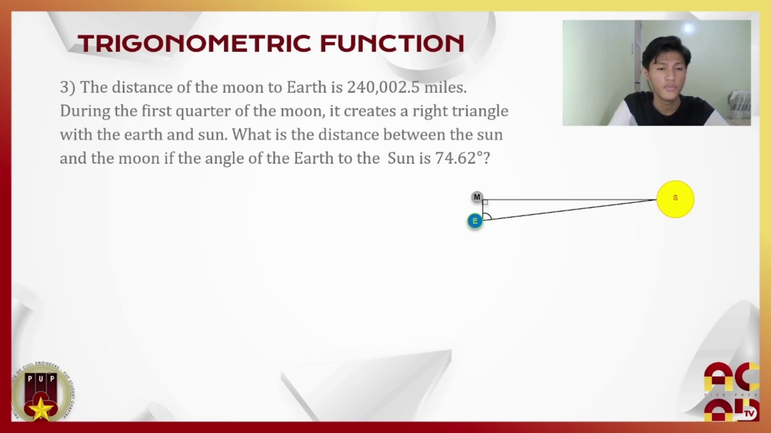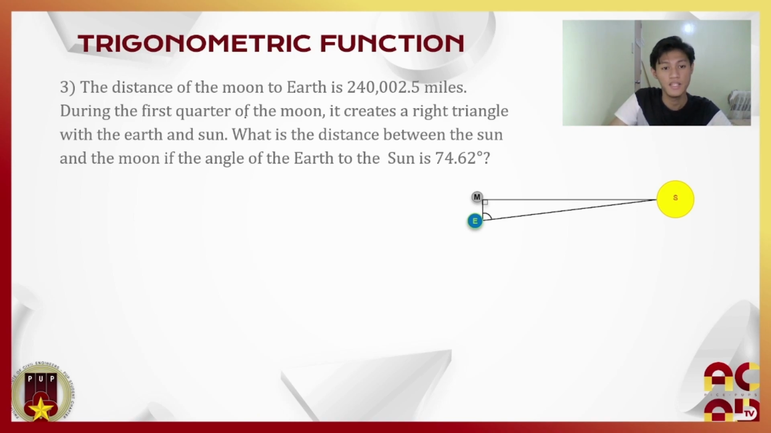And then next, so here, the distance of the moon to the earth is 240,002.5 miles. During the first quarter of the moon, it creates a right triangle with the earth and the sun. What is the distance between the sun and the moon if the angle of the earth to the sun is 74.62 degrees? So, ang hahanapin naman natin dito ay yung distance daw from the sun to the moon. And then given yung distance from the moon to the earth na 240,002.5 miles. So, malayo siya. Siyempre kasi we're talking about the solar system here.